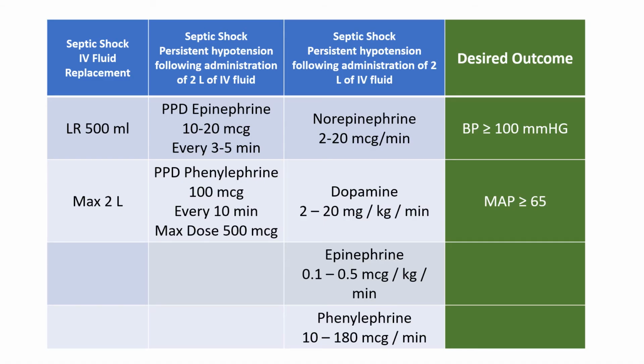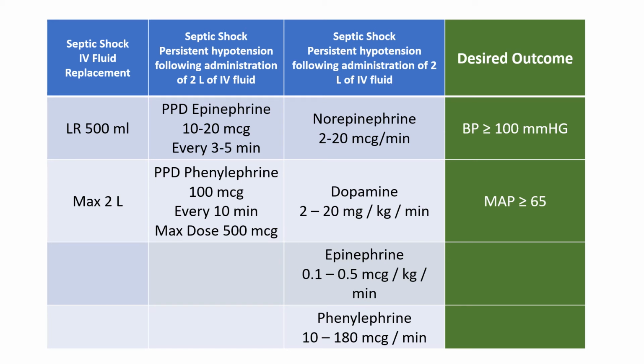Septic shock with hypotension usually requires aggressive IV fluid management and replacement. We utilize lactated Ringer's as opposed to normal saline, and we utilize 500 milliliter boluses to a maximum of 2 liters to achieve a desired outcome of blood pressure greater than or equal to 100 millimeters of mercury or a MAP of greater than or equal to 65.